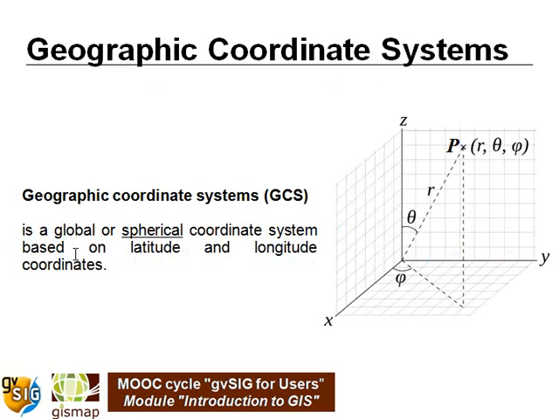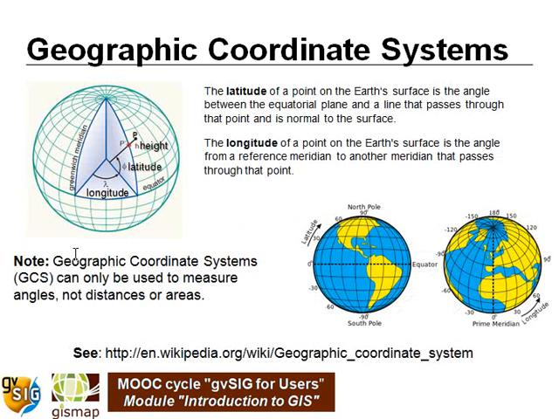And let's say a geographic coordinate system is a global or spherical coordinate system, as I told you before, based on latitude and longitude coordinates. We see here, for example, that the latitude of the point is the angle between the equatorial plane and the line that passes through the point. In the same way, the longitude of a point on the Earth is the angle from a reference meridian, in our case mainly Greenwich, to another meridian that passes through that point. You see here the latitude and the longitude of the point.